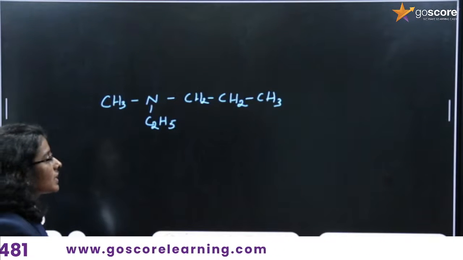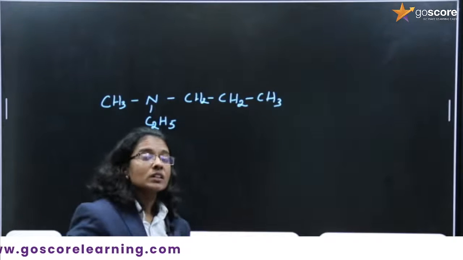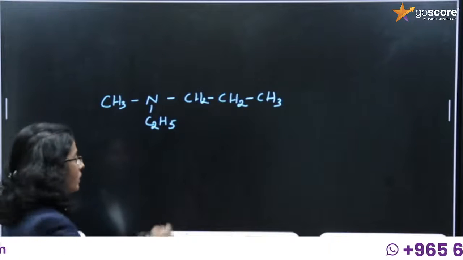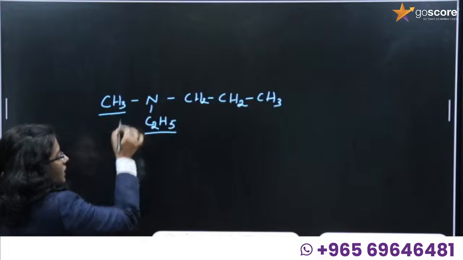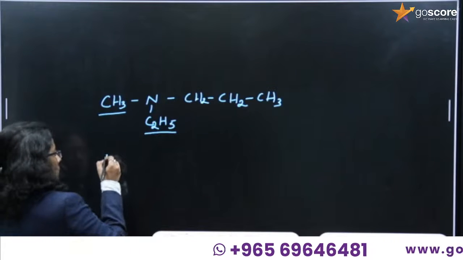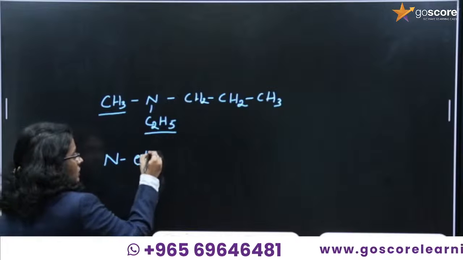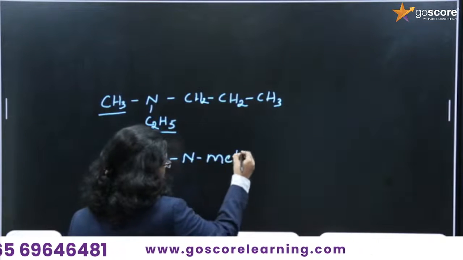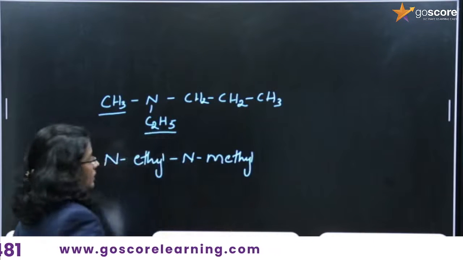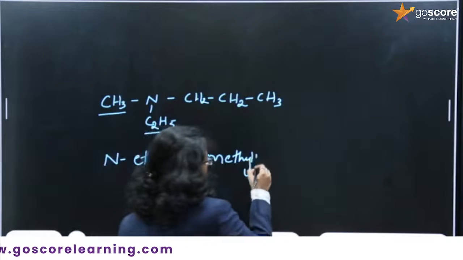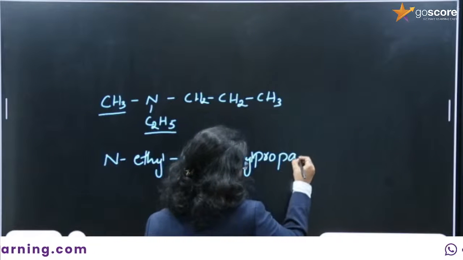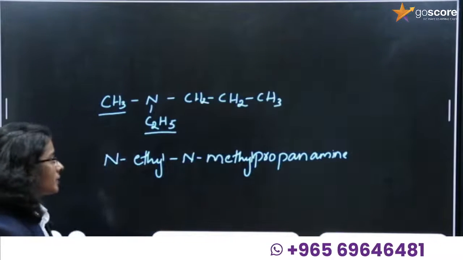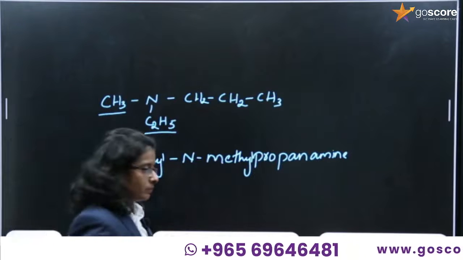Then the naming will be N-alkyl alkanamide. That too you have to write in alphabetical order. According to the alphabetical order, ethyl will become first, then the methyl. Is it? So the name is N-ethyl, N-methyl propanamide. Is it clear for you?